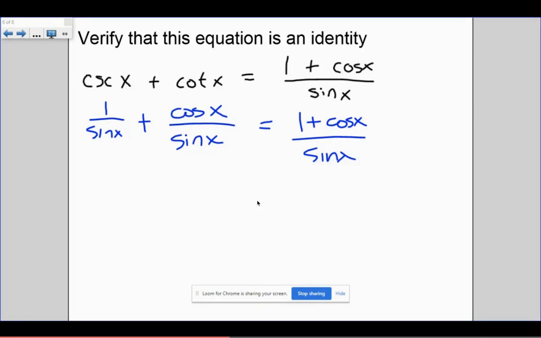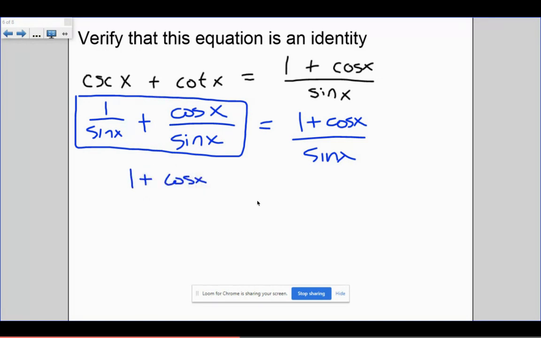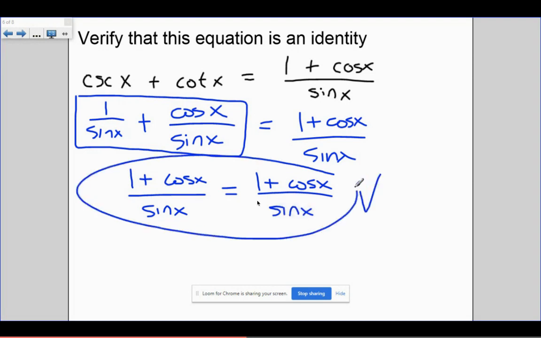Okay, now the left side we need to simplify. We have two fractions, but they do have the same denominator, so they can be combined into one fraction. So they can be combined into 1 plus cosine x on top, all over sine x on the bottom. And once you combine those, you can see it's a perfect match for what's on the right side. So now we have shown that this original equation is a trig identity, where they are equal to each other.